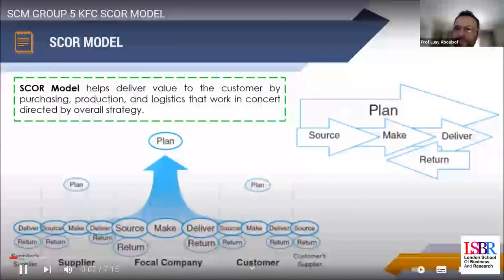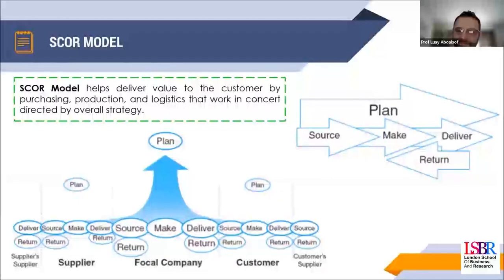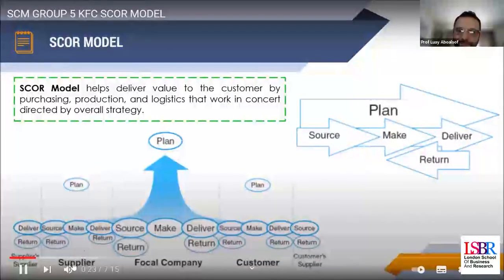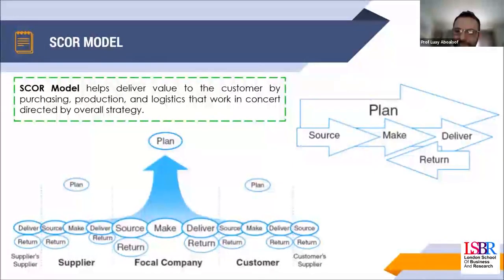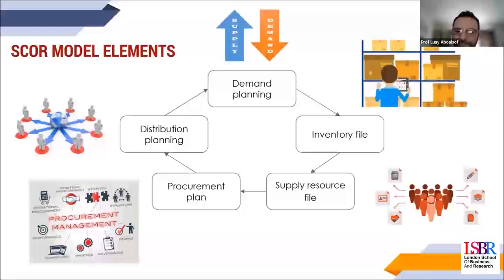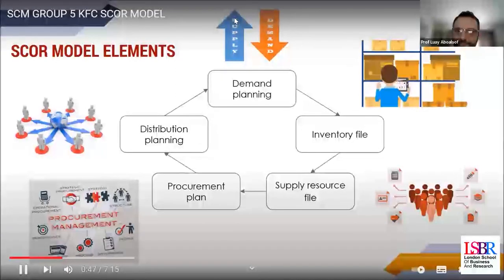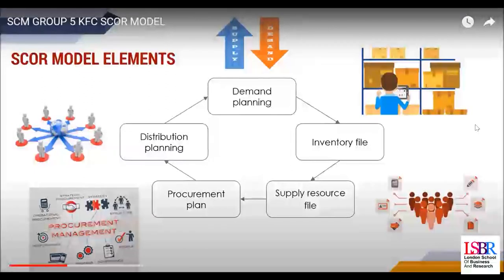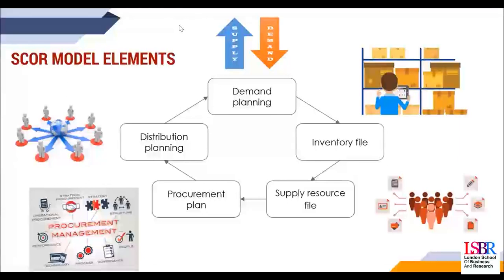What is the SCOR model? And how does it work? The SCOR model helps deliver value to the customer by purchasing, production, and logistics that work in concert, directed by overall strategy. Plan. Processes that balance demand and supply to develop a course of action to meet sourcing, production, and delivery needs. This process aligns the supply chain plan with the financial plan. Source. Processes that purchase goods and services to meet planned or actual demand. Emphasis is on selecting suppliers, establishing policies, scheduling deliveries, and assessing performance. Make. Processes that transform a product into a finished product to meet demand. Emphasis is on scheduling production, measuring performance, managing inventory, and configuring the network. Deliver. Processes that provide finished goods and services to customers. Emphasis is on order management.